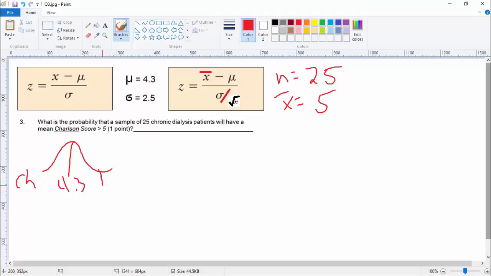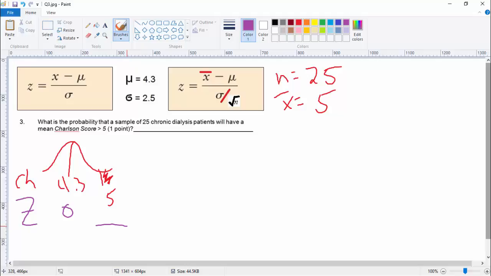So this is 4.3, and this is 5, coloring the part you want. It's greater than, I'm not trying to trick you. Okay, now what's our z? Z, well, we know this is going to be 0, but we don't know this one yet. And that's the whole point.